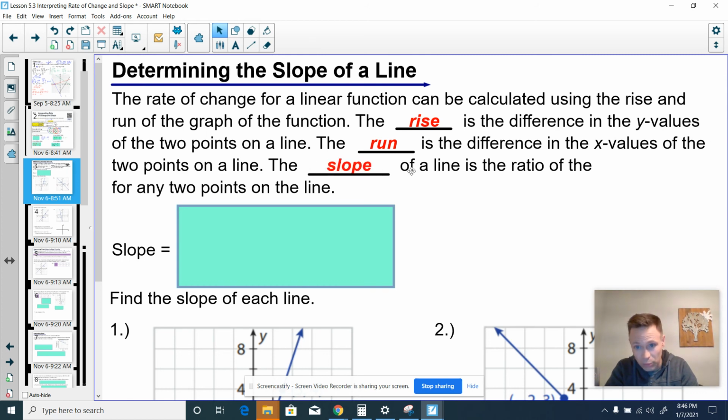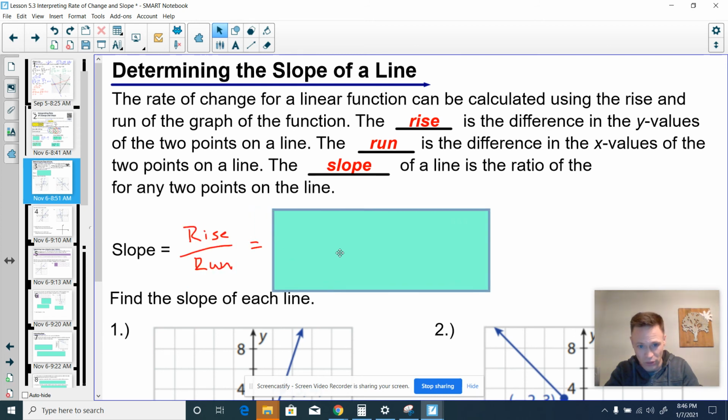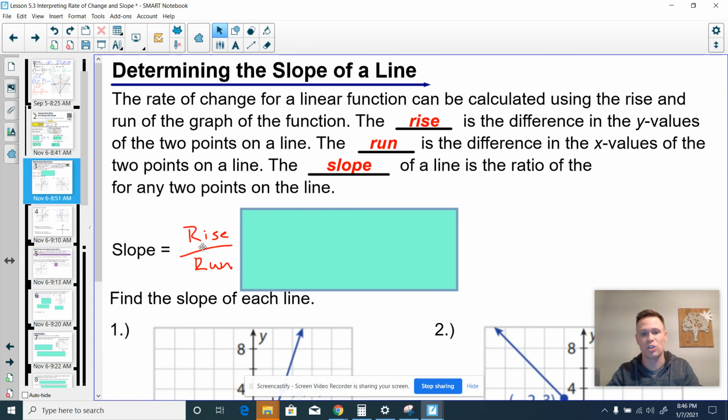The slope of the line is the ratio for any 2 points on the line. So it's the ratio of the rise over run. So the slope is rise over run. It is the rise over run. That's how we calculate slope. How much is the change in the rise?